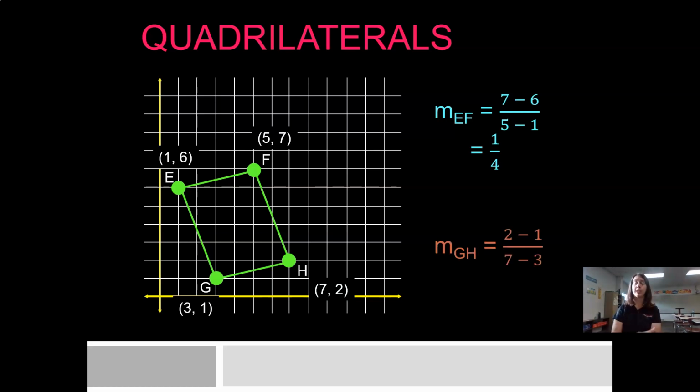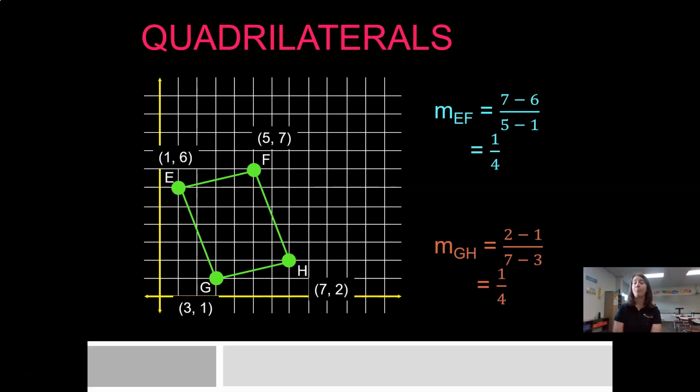Well, going from G to H, what numbers do I use? The y's that I see in that point are 2 and 1. So I have 2 minus 1. I'm going from right to left in my picture. Then the x's that I see in this picture are 7 and 3. So 7 minus 3. If I subtract again, I have 1 over 4. Am I supposed to have 1 over 4? I am, because if this is a parallelogram, then those two pieces are parallel, which means they should have the same slope. So far, so good.